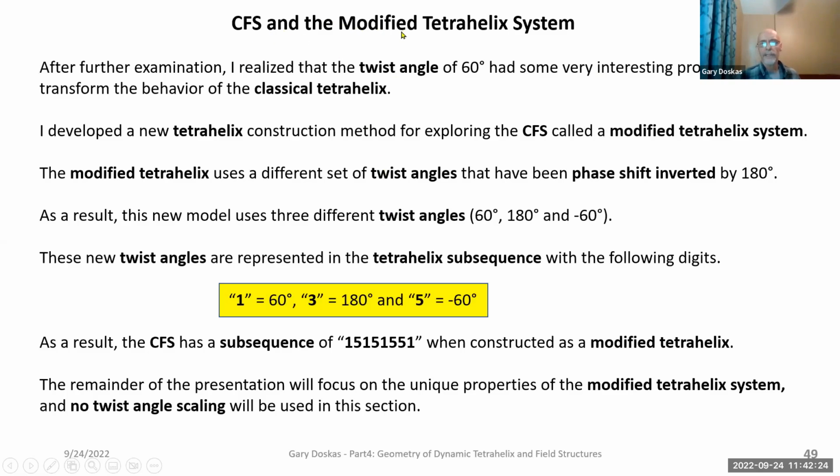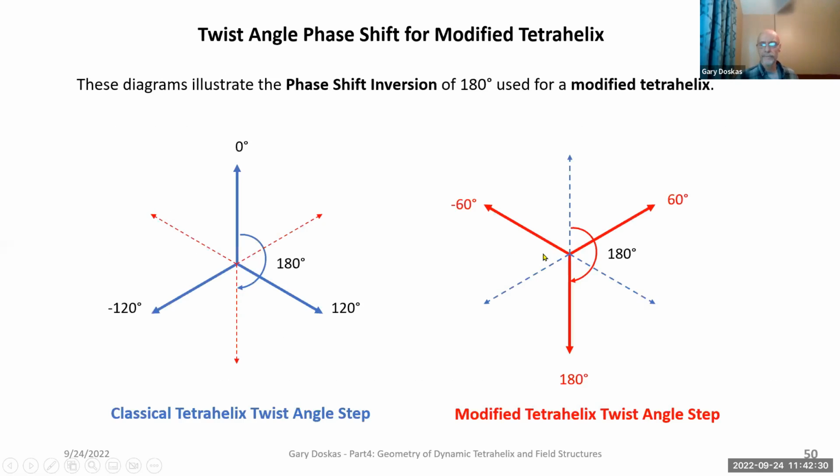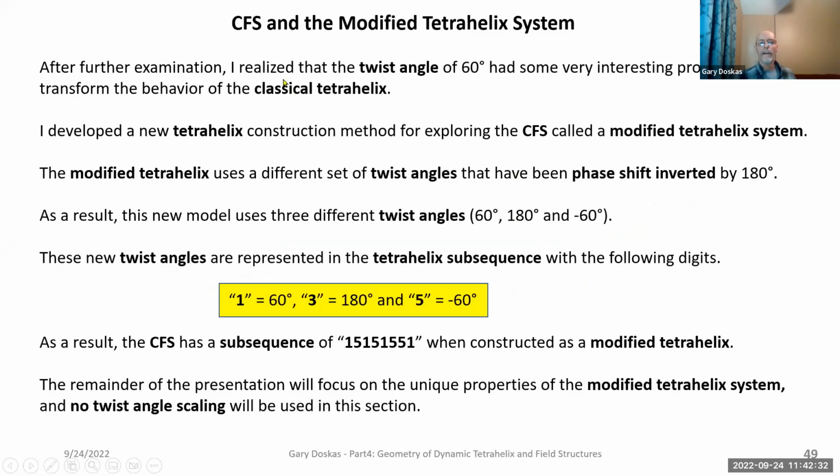So now I'll explain what this modified tetrahelix system is. And after full examination, I realized that the twist angle of 60 degrees has some very interesting properties that transform the behavior of a classical tetrahelix. And I developed this new tetrahelix construction method for exploring the CFS called a modified tetrahelix system.